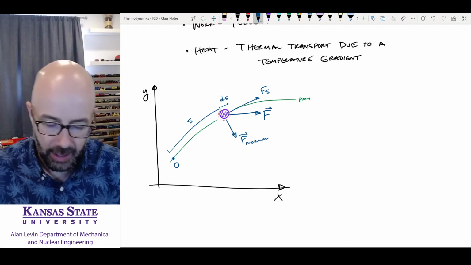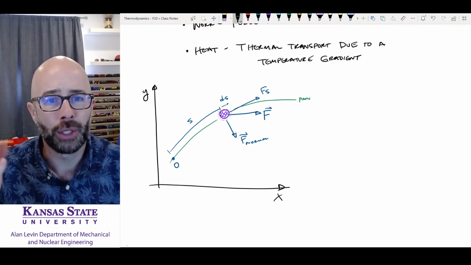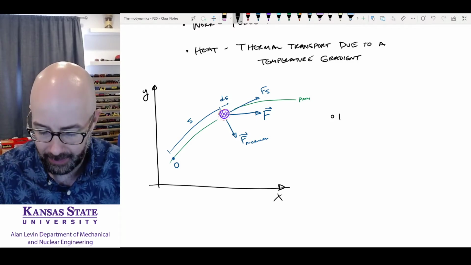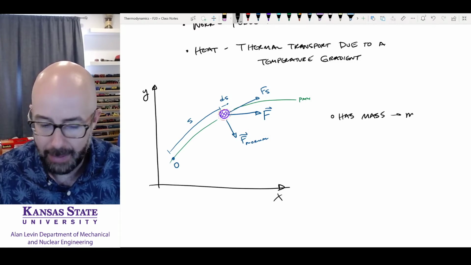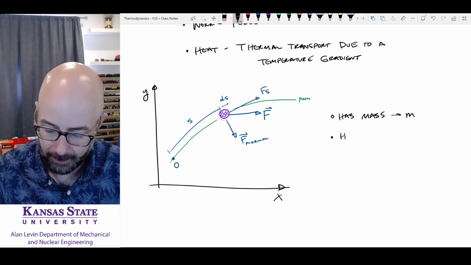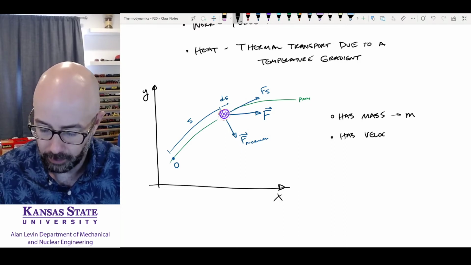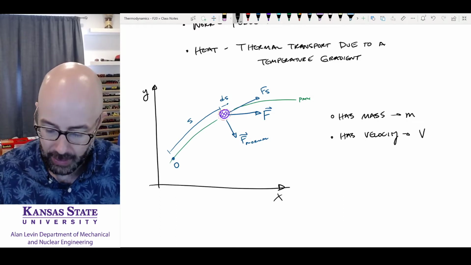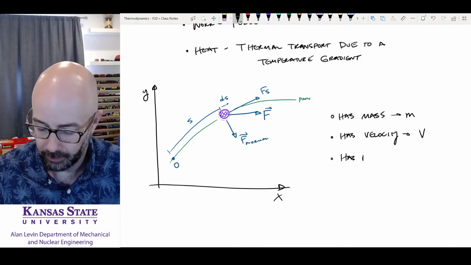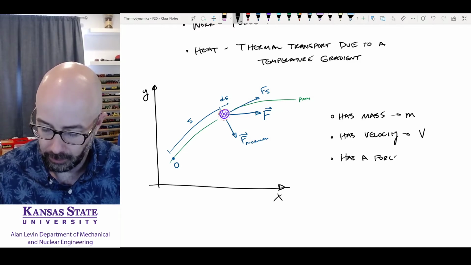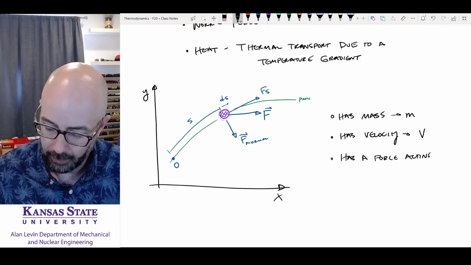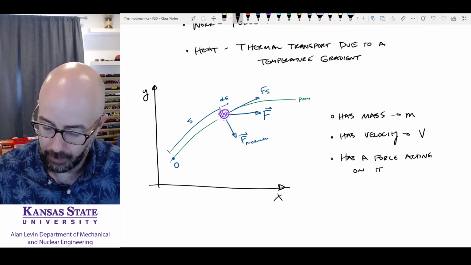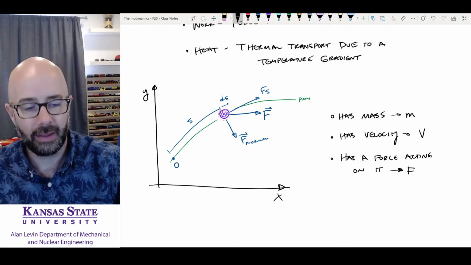Now here's the thing we know about this ball, or this particle, or whatever we're dealing with. It has some mass, we're going to call that mass m. It has some velocity, we're going to call that velocity v. And it has a force acting on it. That force is F.